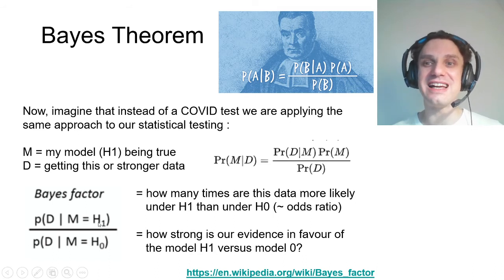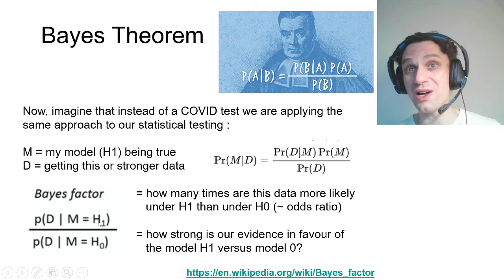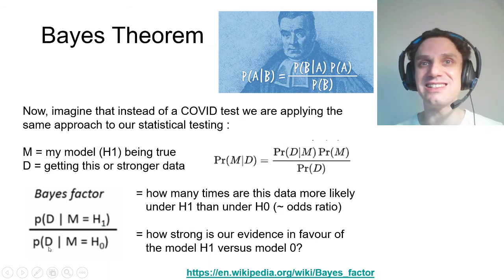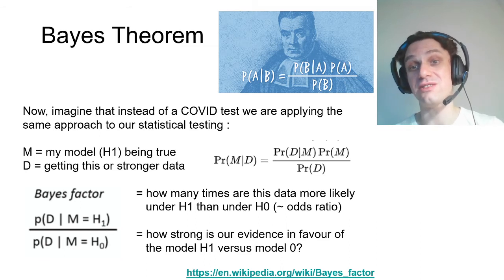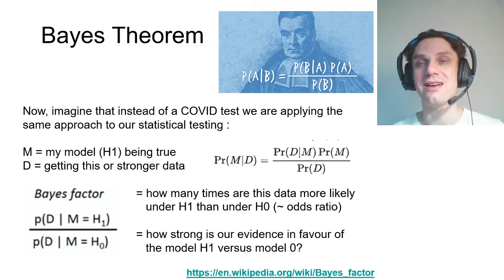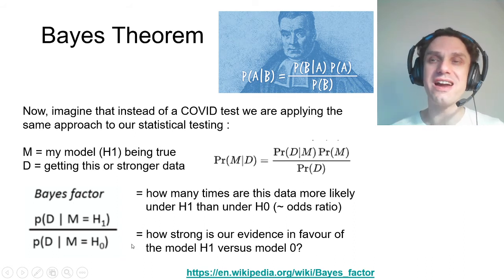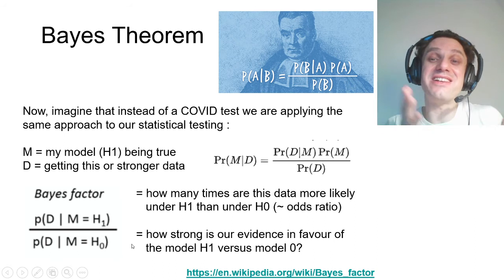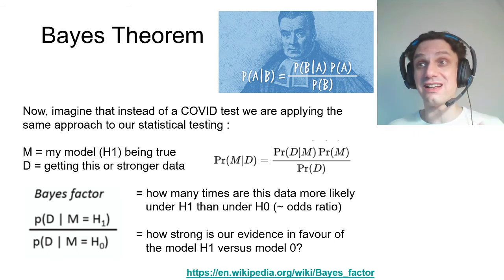Bayes factor reflects the ratio of 2 probabilities. The probability of getting this data in case H1 is true, and the probability of getting this data in case H0 is true, or the alternative model against which you're comparing is true. Basically, Bayes factor reflects how many times more likely these data are under H1 than under H0, or how strong is the evidence constituted by this data in favor of H0 versus H1.